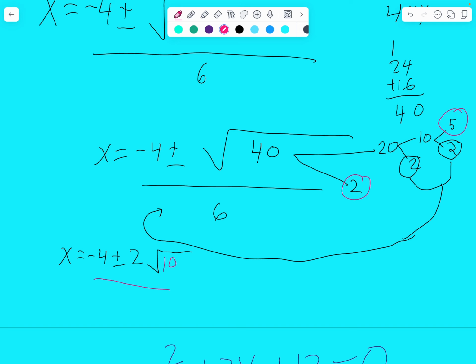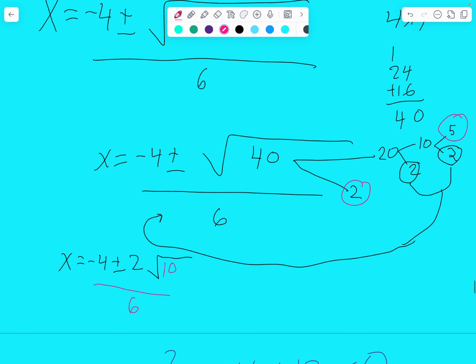All over 6. Now, this is not complete because I'm looking around, not in the inside of the square root. That does not need to get touched. The numbers get simplified on the outside of the square root. And I notice, okay, 6 can go into 2. 2 can get into 2. Negative 4 can be divided by 2. X is equal to negative 2, because negative 4 divided by 2 is negative 2, plus or minus 1 over the 1, and then with the square root of 10, all over 3.